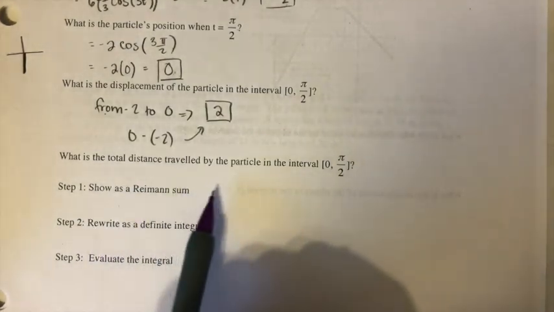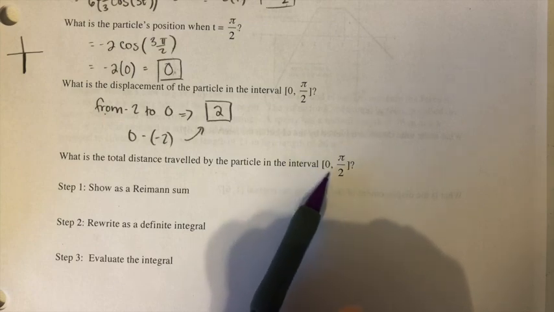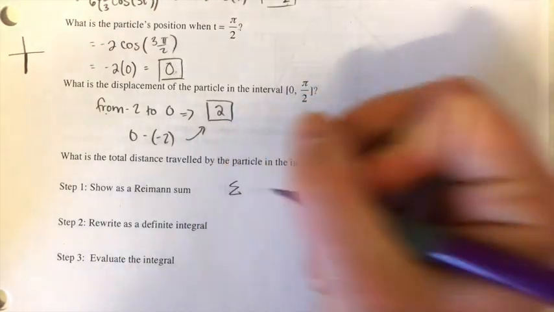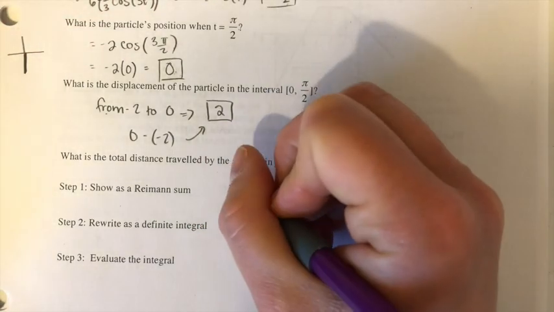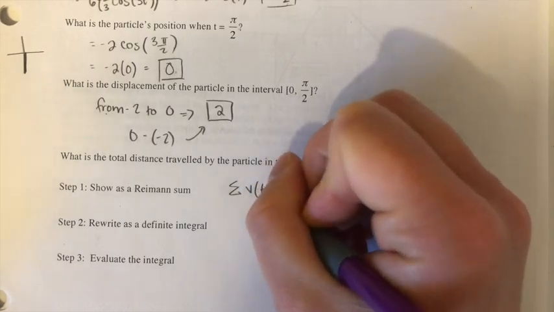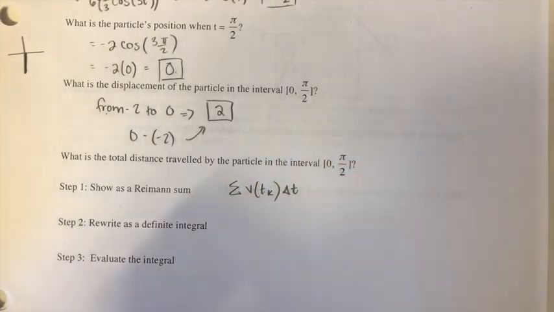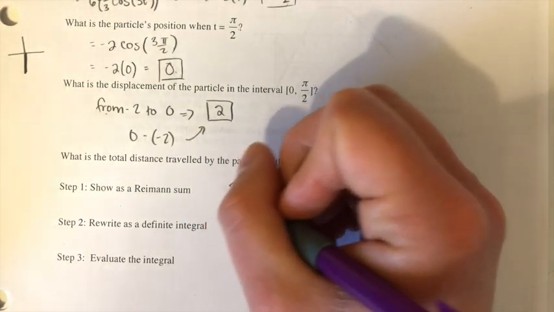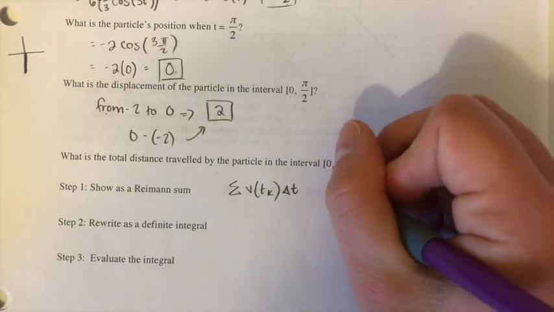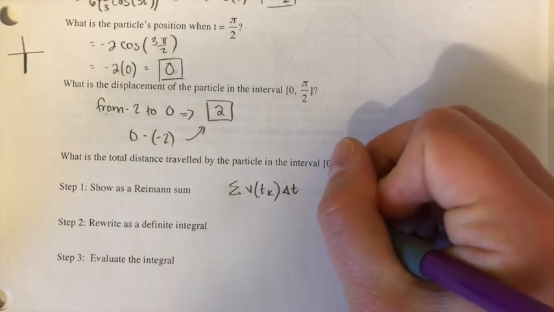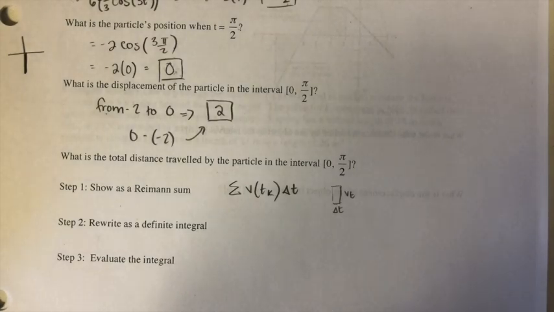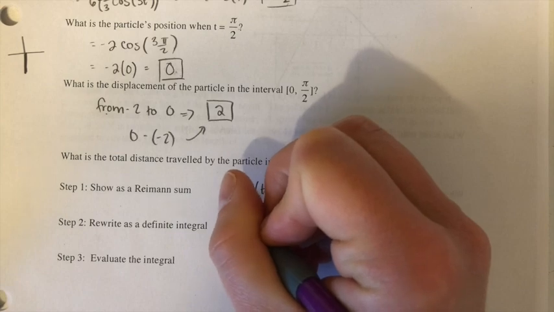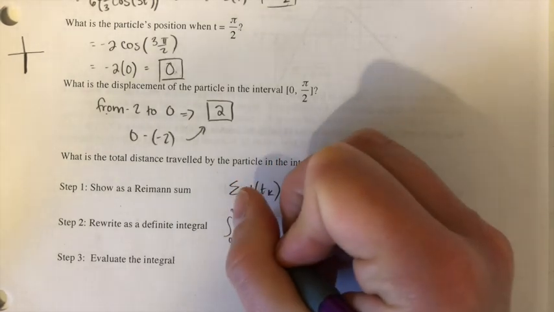So what is the total distance traveled by the particle in the interval 0 to pi over 2, shown as a Riemann sum? So that is the sum of the rectangles. So the velocity at some time times how many little rectangles we split it into. Okay, so that would be the Riemann sum, the sum of all of these little rectangles where we've got v(t) and we've got the change in t, and we're adding them all up. Rewrite as a definite integral, so that would be the sum from 0 to pi over 2 of the integral.